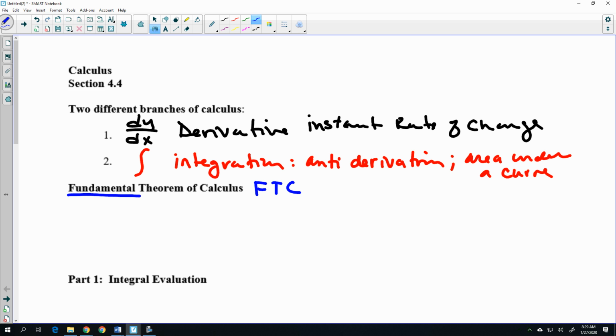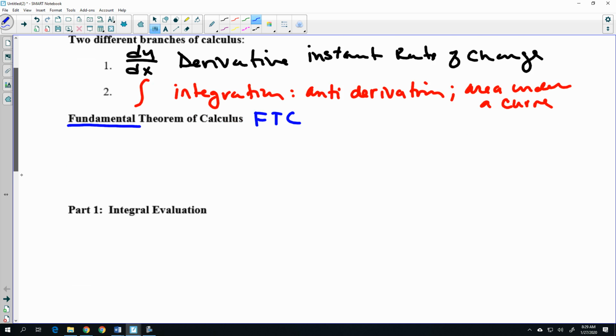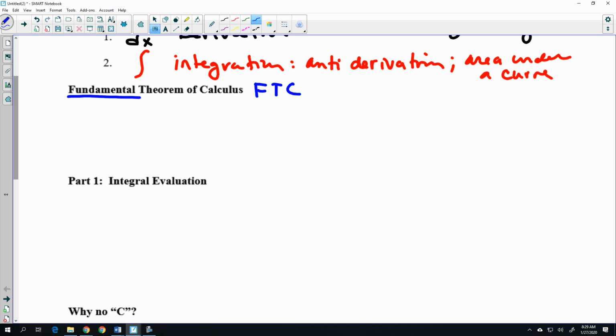It's fundamental, so it must be the big part of calculus. It actually ties together these two ideas. So the first one said, if I have some curve and I'm looking for the average rate of change, I take change in y over change in x. Would you agree where this is change in y and this is change in x? And that's going to find me the slope of the red line. Would you be okay with that?